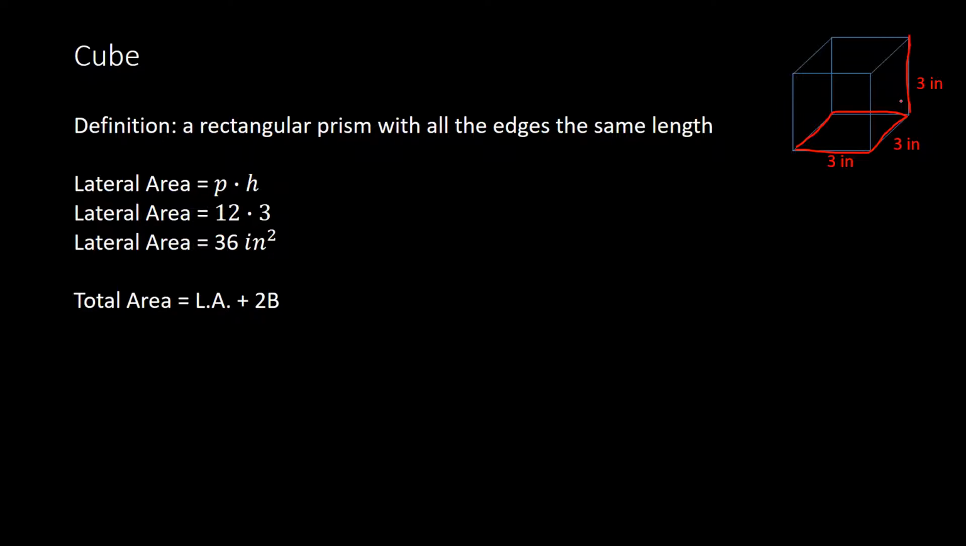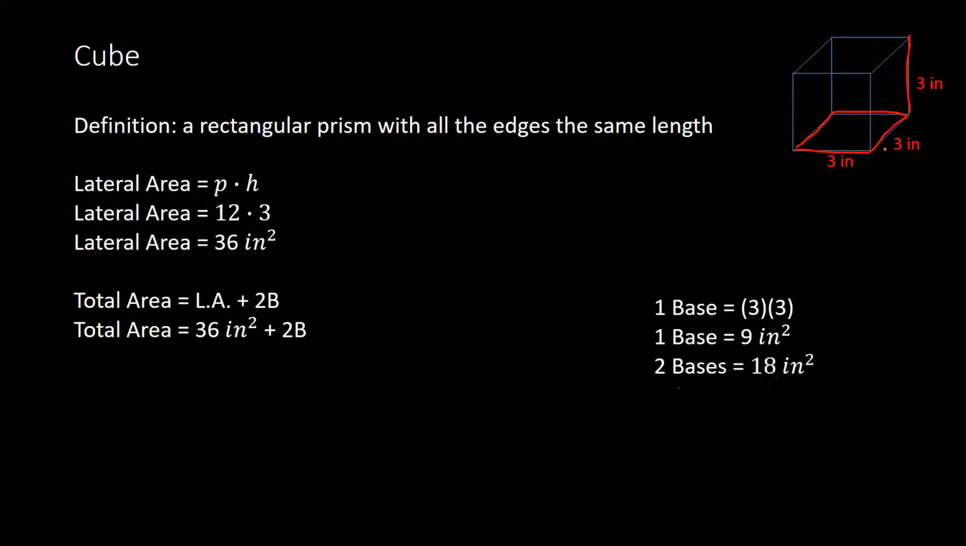Total area, you take the lateral area, then you add in the area of the two bases. So the lateral area was 36, and then the two bases we find by finding one base first, and the base is a square. So the area of one square would be base times height, or 3 times 3, which would give you 9. And then for the total area, we have to add in two bases. So we have 2 times 9, or 18 square inches. So the total area would be 36 plus 18, which would give me 54 square inches.